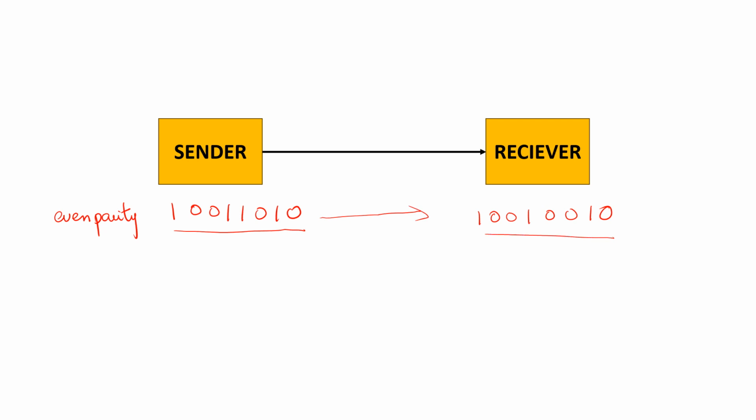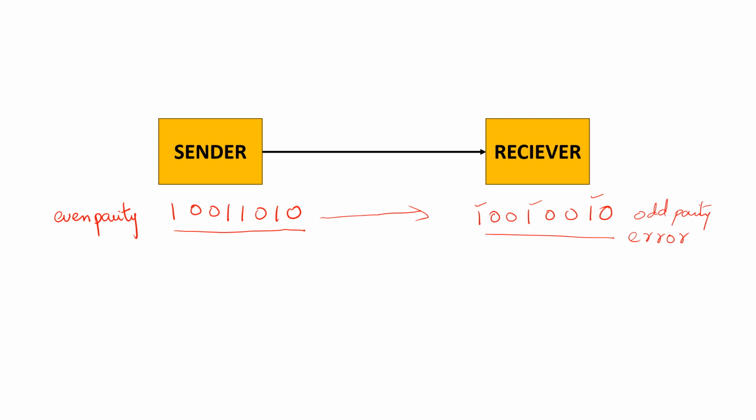After receiving the message, the receiver will check whether it is an even parity, because the sent message is an even parity. When it checks, it sees 1, 2, 3, that there are only 3 ones, that is, it is an odd parity. The received message is in odd parity. So it knows that there is an error in the message. When it knows that there is an error, it will inform the sender to send the message again.